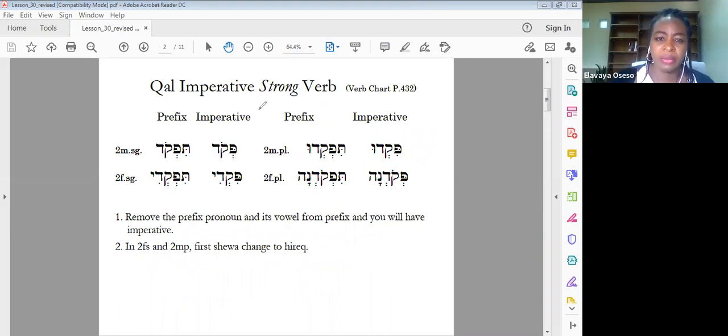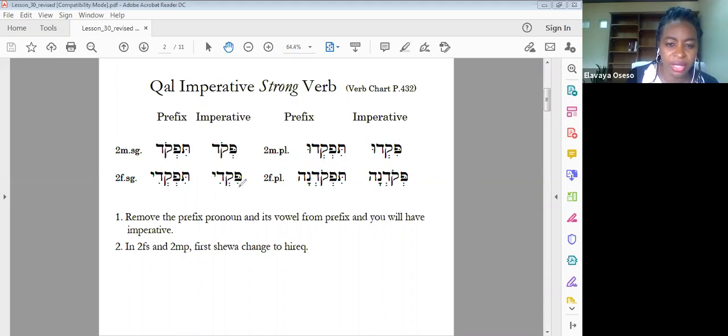So when we're dealing with the Qal imperative, and we're dealing with strong verbs, this is how we come up with the imperative. We remove the prefix pronoun and its vowel from the prefix, and then we have the imperative. So from the second person, we remove this tav, that tav, and we end up with piqod, piqdi, piqdu, and then peqodna. We end up with those. One of the things you will notice, even as we do this, is that in the second feminine singular here, we no longer have the shewa as the first root vowel.